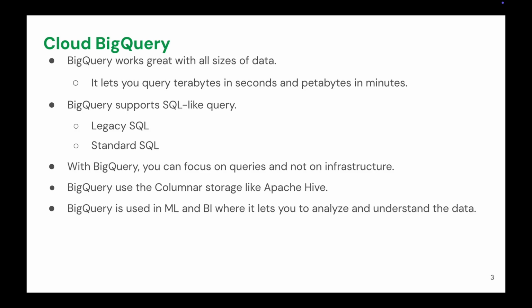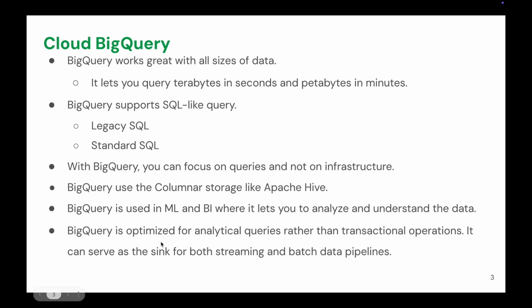You can be a data analyst, a machine learning engineer, a business analyst, a data engineer, a big data engineer, a DevOps engineer, anything. You will be using BigQuery in your use case in one way or another. And BigQuery is basically for analytical queries or analytical use cases and not for transactional operations. If you want to use transactional operations, then you have to go with Cloud SQL or Cloud Spanner.